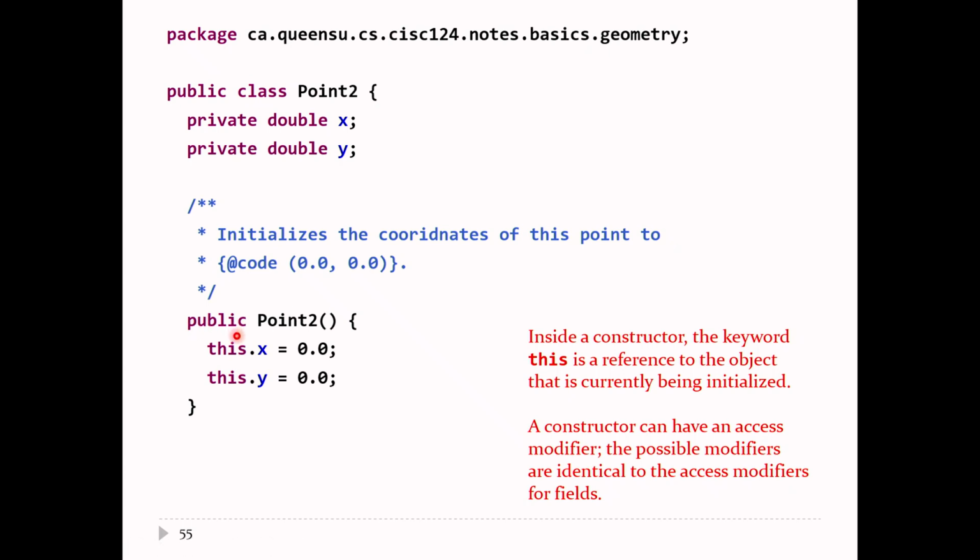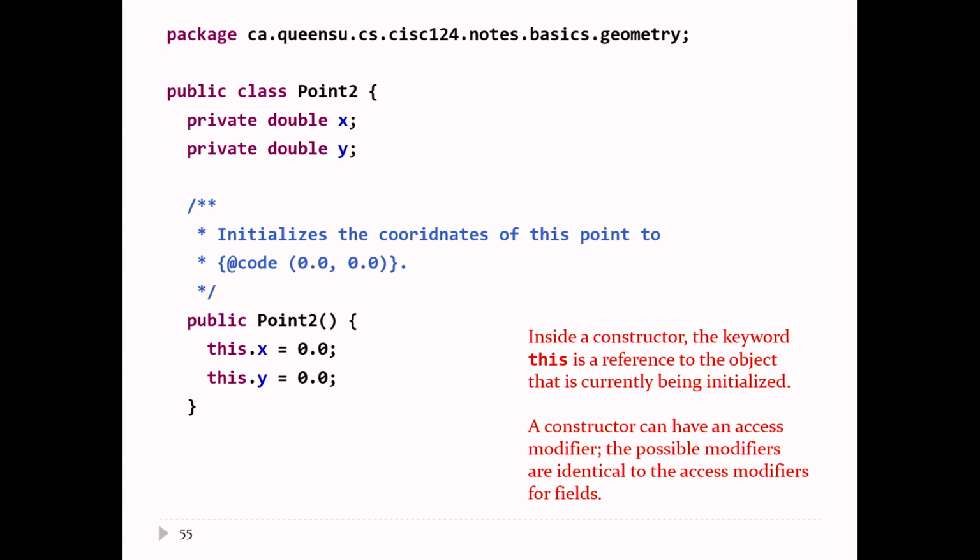Like your class, you can give it an access modifier here. A public constructor is visible to everybody as long as the other class can also see Point2. So if Point2 is public, and if the constructor is public, then this constructor is callable by any other class.